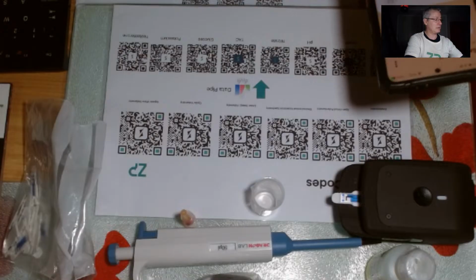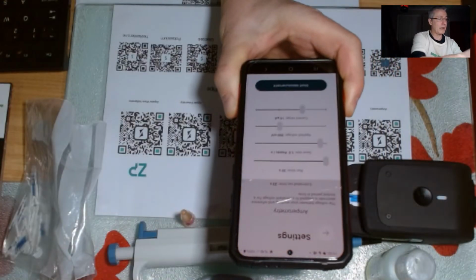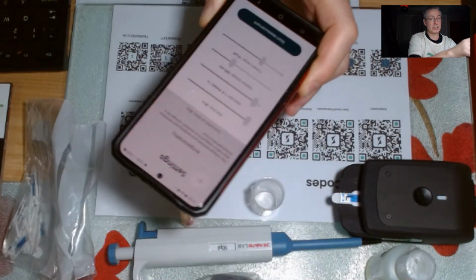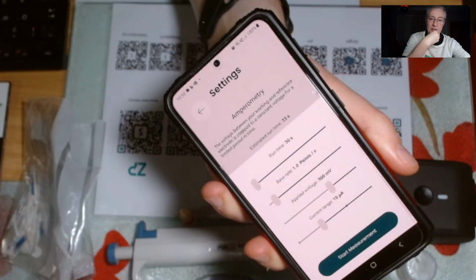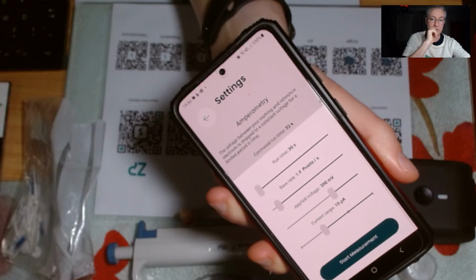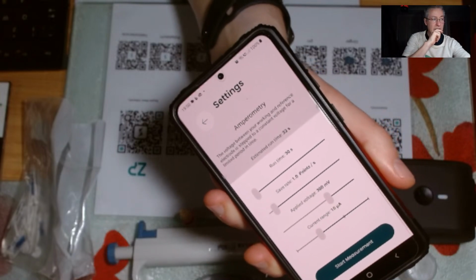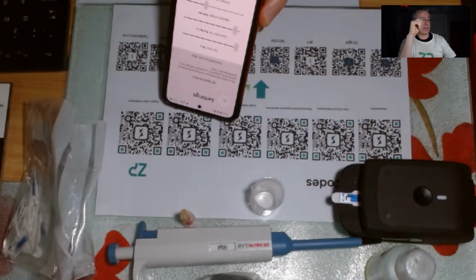amperometry. So as soon as I go amperometry, then I can change the run time, I can change the save rates, I can change the applied voltage, I can change the current range. So it is a very elegant potentiostat.